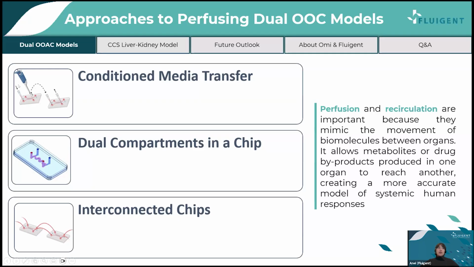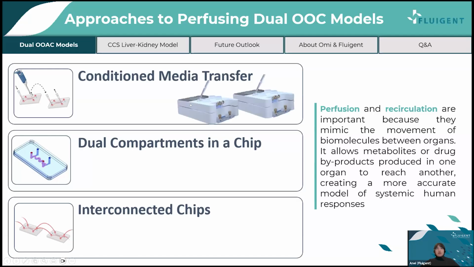So for example, if you culture one type of organ on one chip, you can manually transfer the media to the second organ and culture long-term in the conditioned media. And there is also a way to interconnect chips and study several chips in a sequential manner that transfers the medium, as it would have been done in the human body. And all of this can be done with Omi.